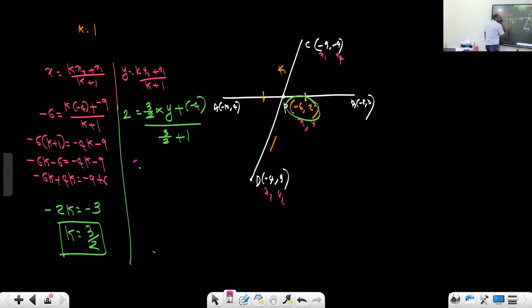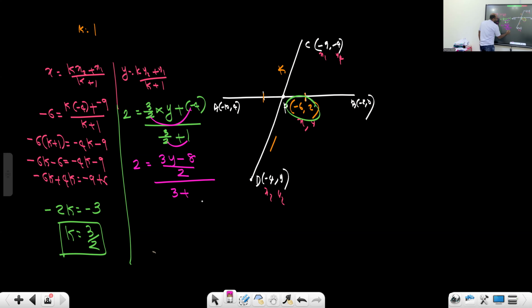2 equal to, don't write, 3y minus 8 by 2 divided by... how did I get this one? Here you can see 3 by 2. 2 and minus 4 multiplied. What is 2 and minus 4? Minus 8. So all divided by 2. Now down also you have to do the same thing.